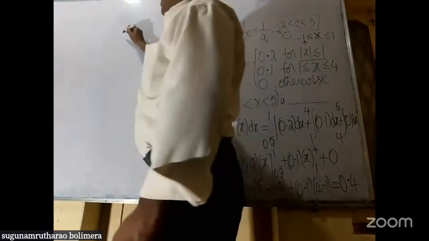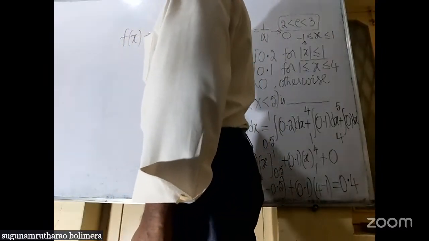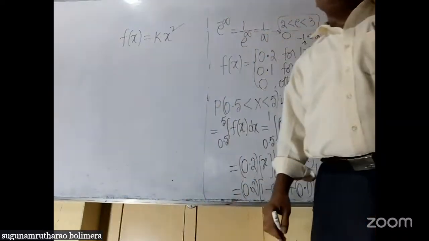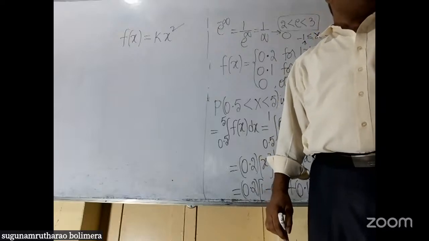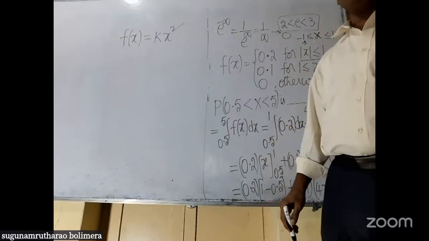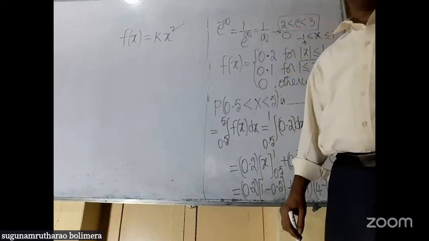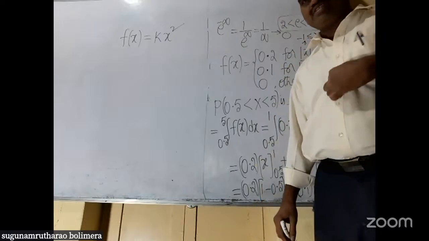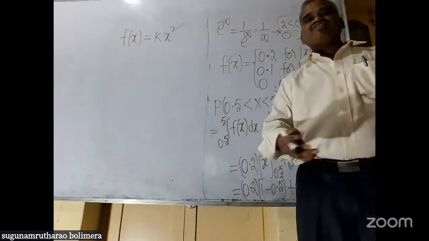Now we have been given the probability density function f of x equals k x squared. X is measured in years. Minimum lifetime is 1 year. Maximum lifetime is 2 years. This is nothing but a probability density function.